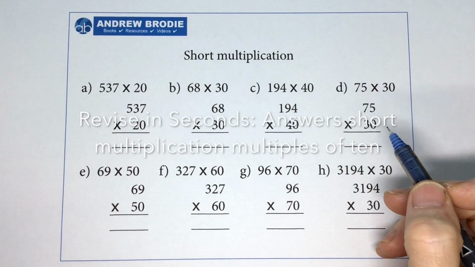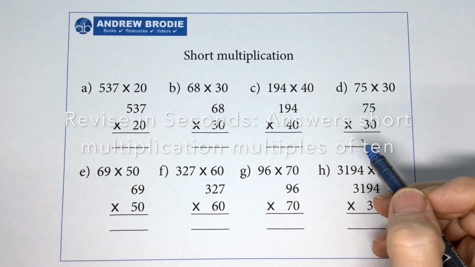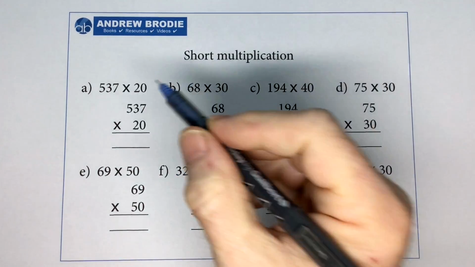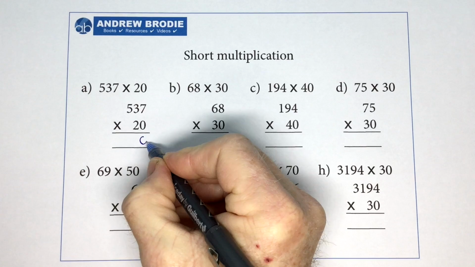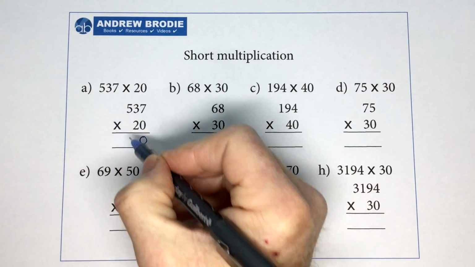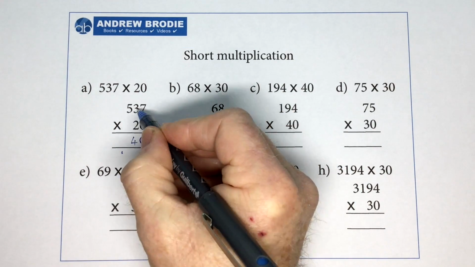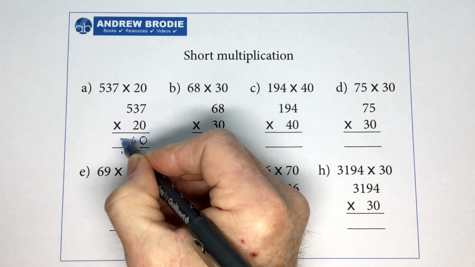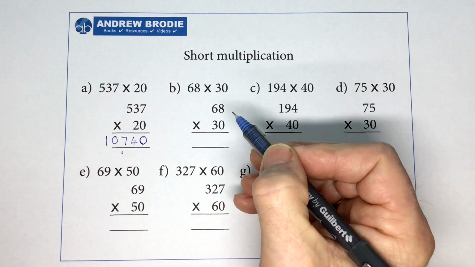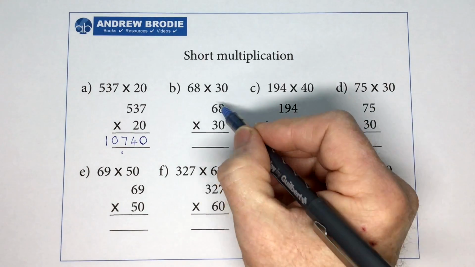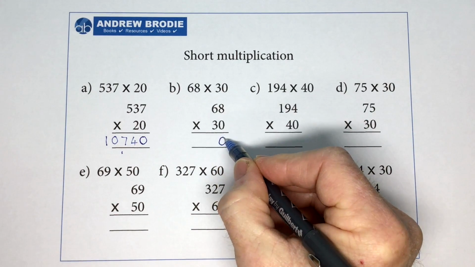And here are the answers to the short multiplication by multiples of 10 questions. So 537 times 20, what do we do first? Put a 0 in the units. Then 7 times 2 is 14. 3 times 2 is 6. Add 1 makes 7. 5 times 2 is 10. So the answer, 10,740.